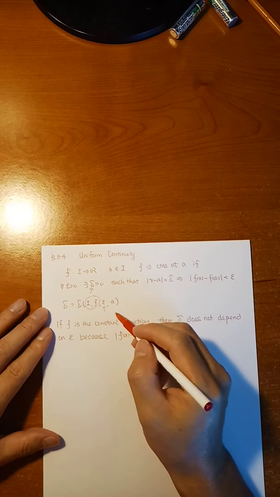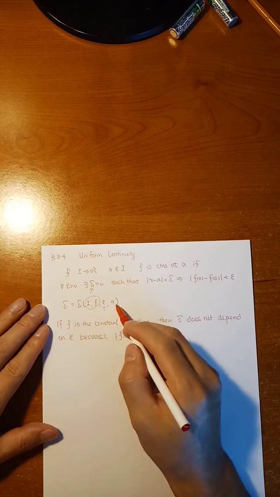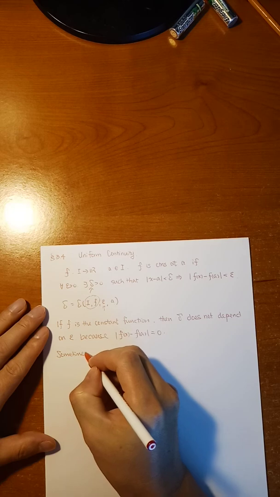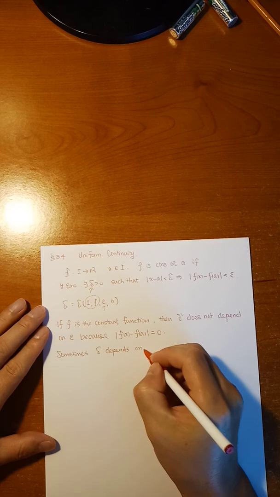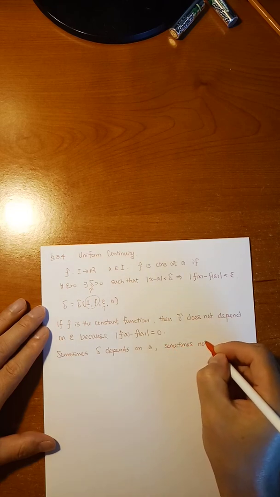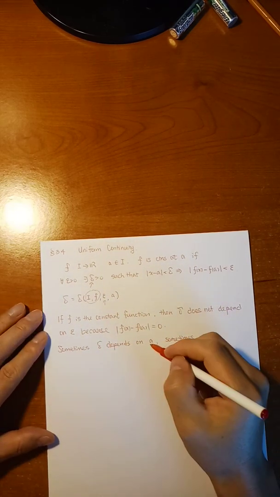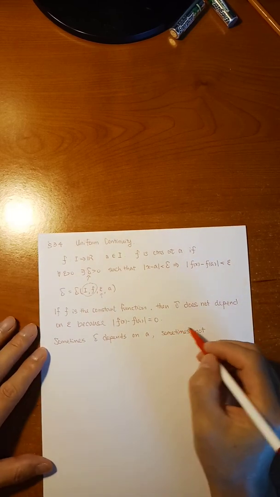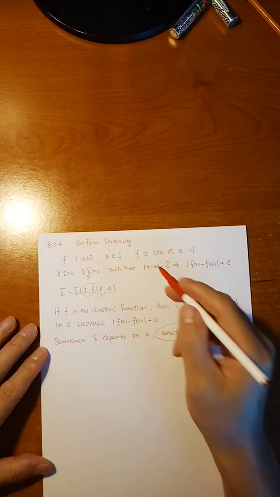So the last factor becomes optional. Sometimes this delta depends on a, sometimes it does not depend on a. So there are two options. One case, this delta depends on a. The other case, the delta does not depend on a. We are talking about the case of not depending on a. That is uniform continuity.